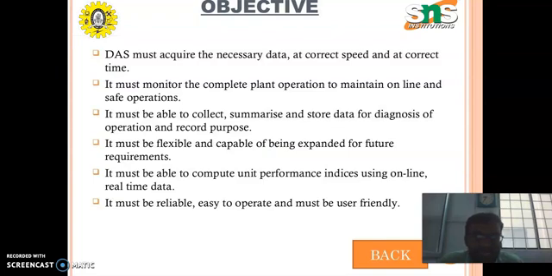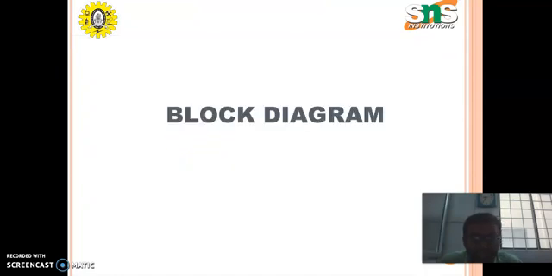Next, we are going to discuss about the objectives of DAS. It must acquire the necessary data at correct speed and at correct time, and also it must monitor the complete plant operation to maintain online and safe operations. It must be able to collect, summarize and store data for diagnosis of operation and record purpose. It must be flexible and capable of being expanded for future requirements, and also DAS is able to compute unit performance using online real-time data, and also it must be reliable, easy to operate and must be user friendly.